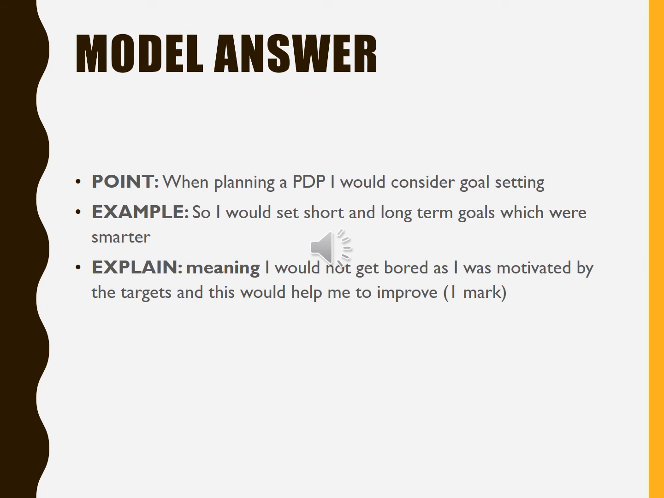This is how you'd use your PEE, your P chain, to help you explain why you've considered the principles of effective practice. Your point would be, just taking the first one, which is G, when planning a PDP, I would consider goal setting. Your example would be, so I would set short and long-term goals which were SMART. So that's just what you would do with that, and that's how you would use goal setting.